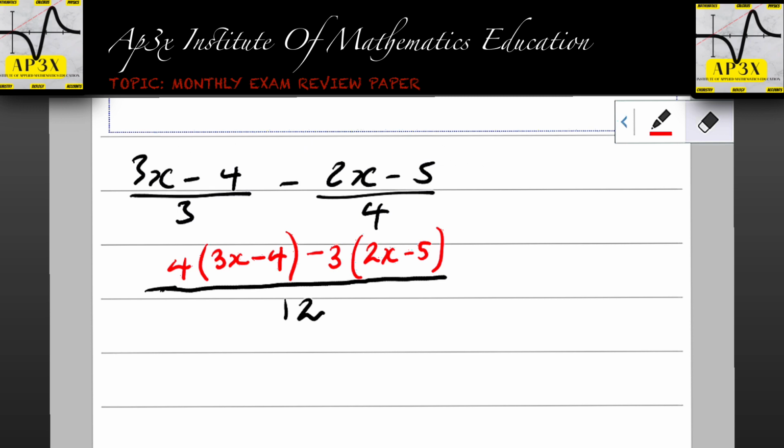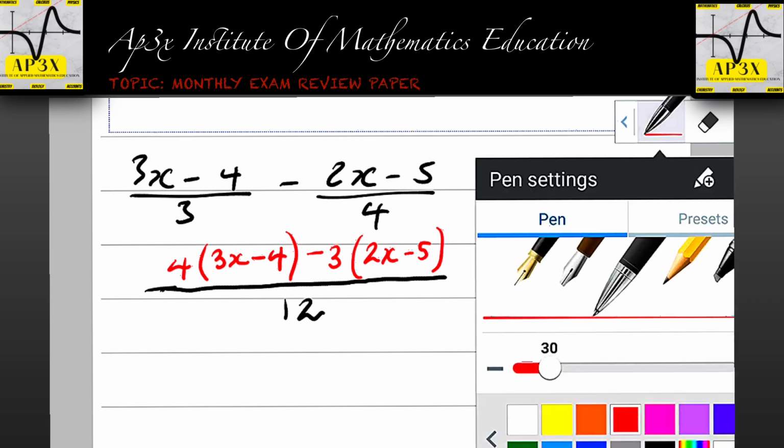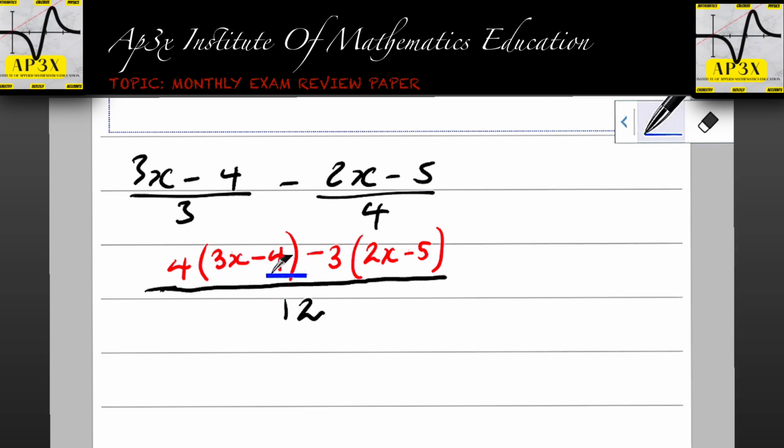Please do not use that method. It tends to throw off students a lot. Now, whenever you're dealing with a binomial expression and multiplication is involved, it is highly recommended that you use brackets. So this means that 4 is going to multiply the 3x, but also the 4 has to multiply the minus 4. Minus 3 will then multiply 2x, and minus 3 will multiply minus 5.